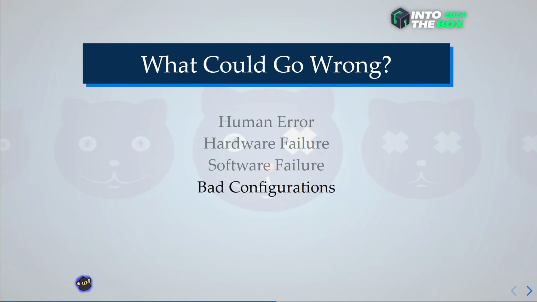Now, bad configurations is another one that can also be human error, but sometimes the wrong settings can cause unexpected corruption or failure. And I would also add encryption issues into this category. It's a really bad day when you've got the wrong encryption key for the data that you need to restore as fast as possible.